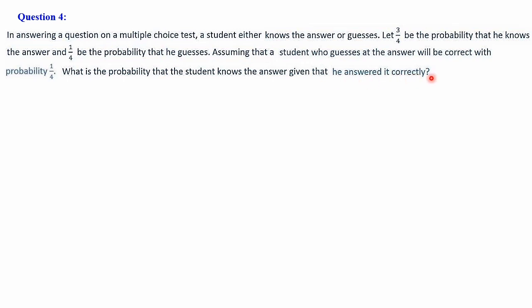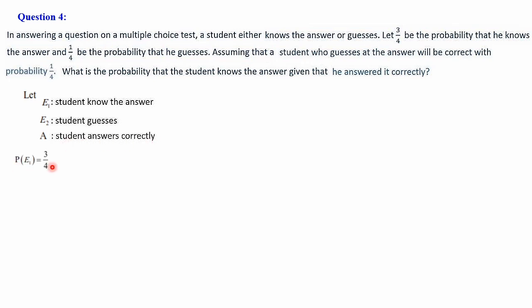So let's define all these things. Let E1 be the student knows the answer. Next, E2 is the student who guesses. The next is A, which we define as the student answers correctly. P of E1 is given to you in the question as 3 by 4, and P of E2 is given to you as 1 by 4. From here onwards you have to be careful while writing. The probability that the student answered correctly given that he knows the answer. As I said before, it is not mentioned here, but we have to write it.